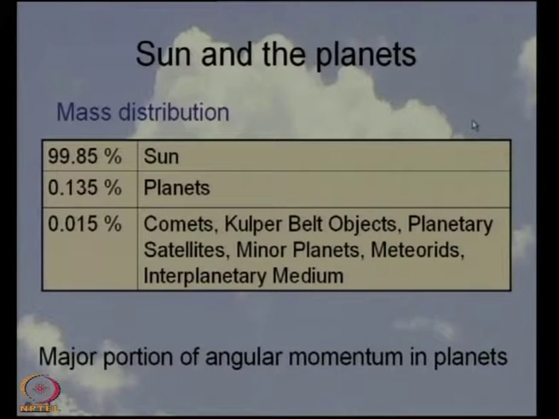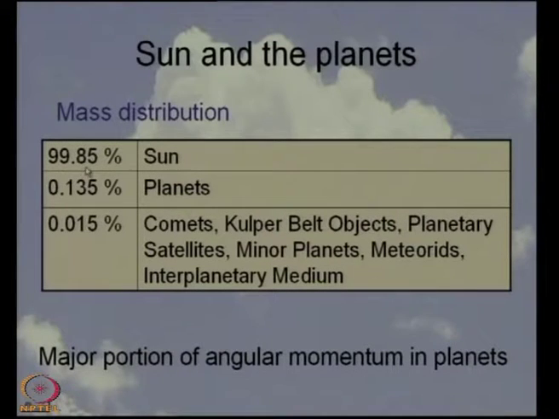Okay. And there is all kind of such activity that goes on in and around the sun. Now, let us look at the sun relative to the other planets. Okay. So, let us first look at the mass distribution in the solar system. Where does the mass of the solar system lie? Now, let us look at this table.